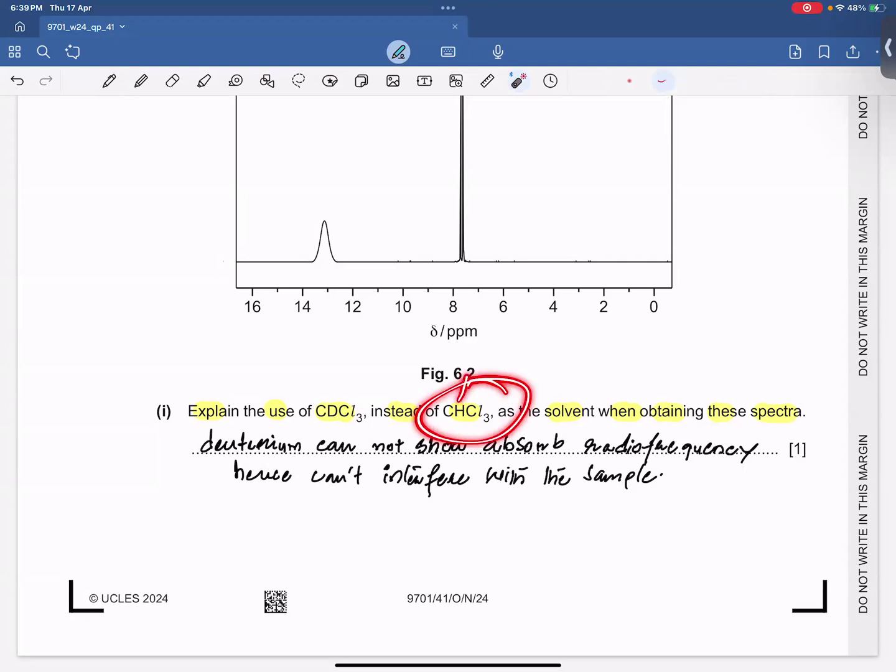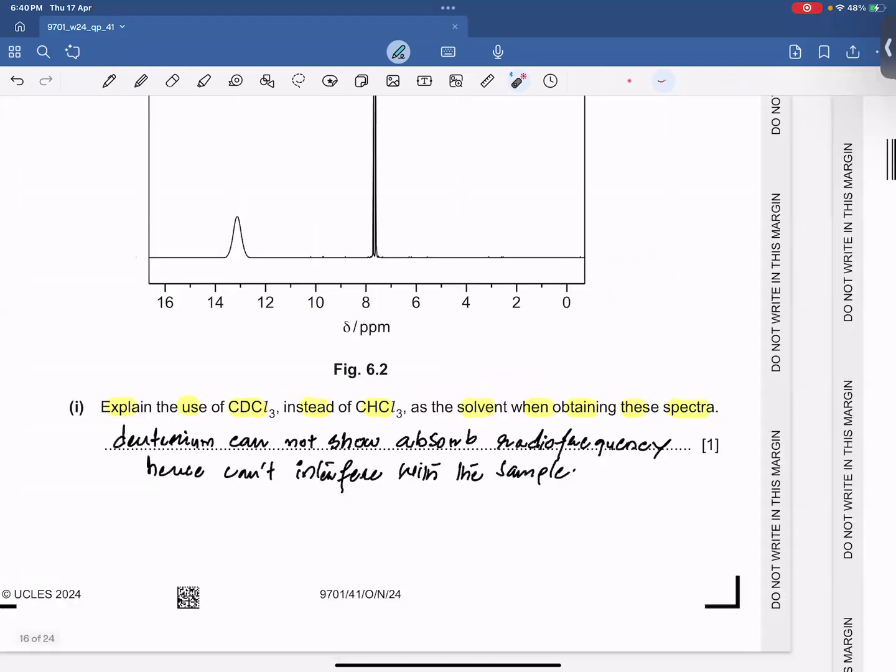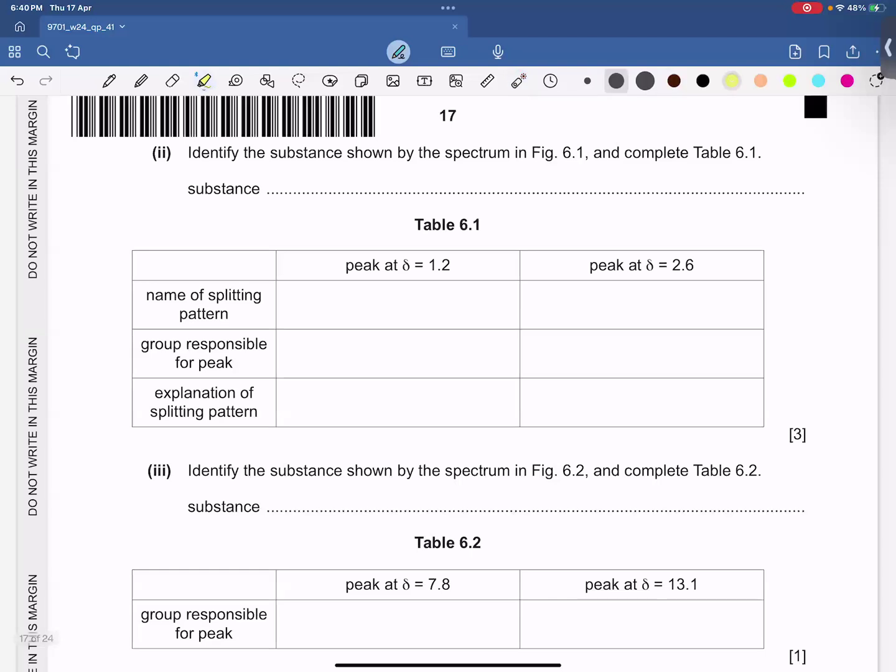Says this solvent contains hydrogen. So if I'm going to use this, obviously this hydrogen is going to interfere with the sample, and you will not get a correct spectrum. So you cannot decide which sort of compound and proton exists in the molecule. All right. Let's move on to this. Identify the substance shown by the spectrum 6.1 and complete table 6.1.